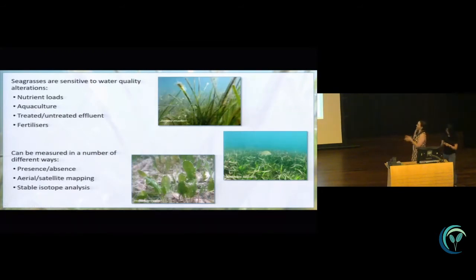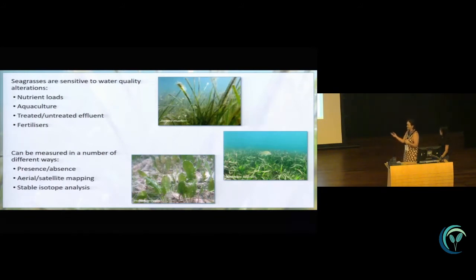Okay. So seagrasses, we know, are sensitive to water quality alterations, nutrient loads, things from aquaculture, treated and untreated effluent, fertilisers, and so on. And we can measure seagrass abundances in a number of different ways, and the impacts that it can have on the estuarine environment. So we look at presence and absence, as we've already seen this morning. We can look at aerial and satellite mapping, as we've already seen this morning.